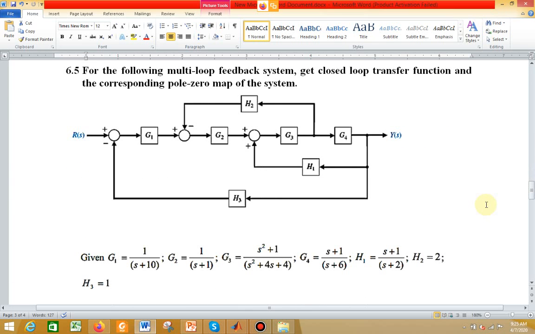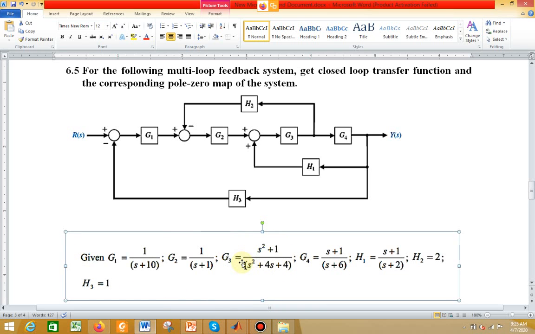Okay, then in 6.5 we have a complex system in which we have multiple feedbacks and multiple systems are connected in series and parallel configurations. So what you have to do, that you have to solve this system. I have given G1, G2, G3, G4, H1, H2, H3. So the values are given, and first of all you have to define these values in MATLAB. You have to initialize these values, and then you have to configure them in series and parallel and feedback configuration.